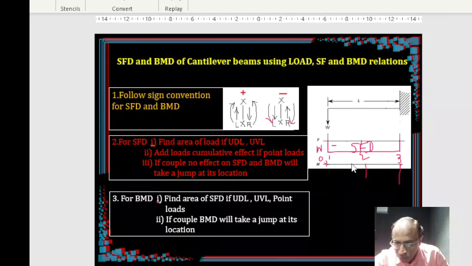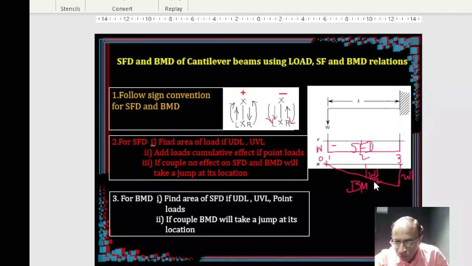So up to this area, what is the area? It is WL by 2. So this ordinate is WL by 2. And up to this point, what is the area? WL. Simply rectangular area, WL. Join all, because when there is a point load, the variation of the bending moment is linear, joined by a linear line. Okay, that's it. So this is your bending moment diagram.